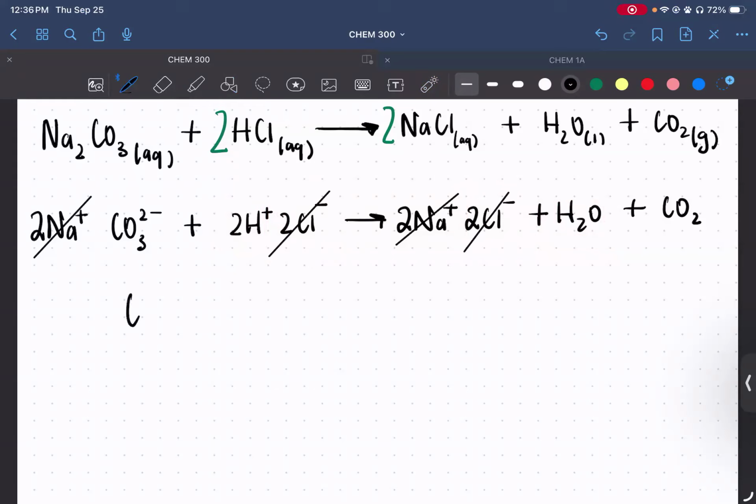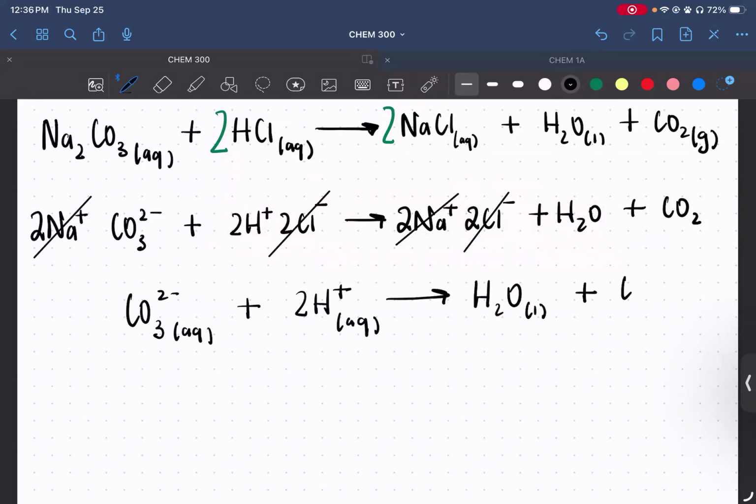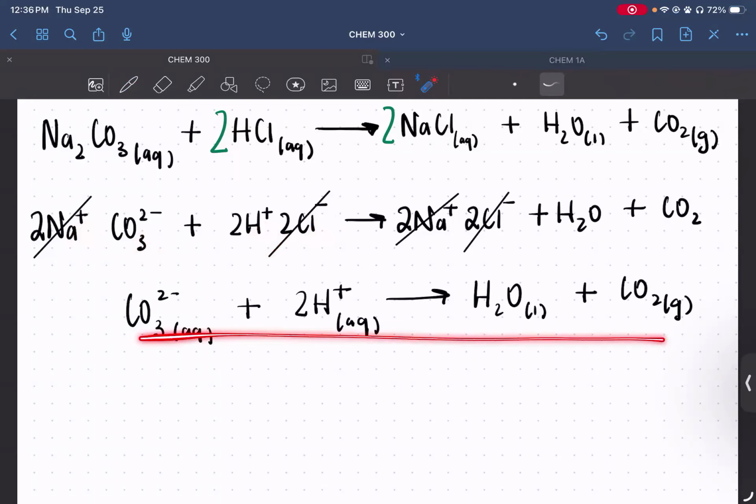The result is CO3 2- aqueous added to 2H+ aqueous to give us H2O liquid and CO2 gas. Do note that now that I'm back to the net ionic, which is a lot shorter, I'm putting back the state symbols. I am okay if you drop the state symbols in the complete because I understand it can get really congested, but your final answer should have it. And that's it.